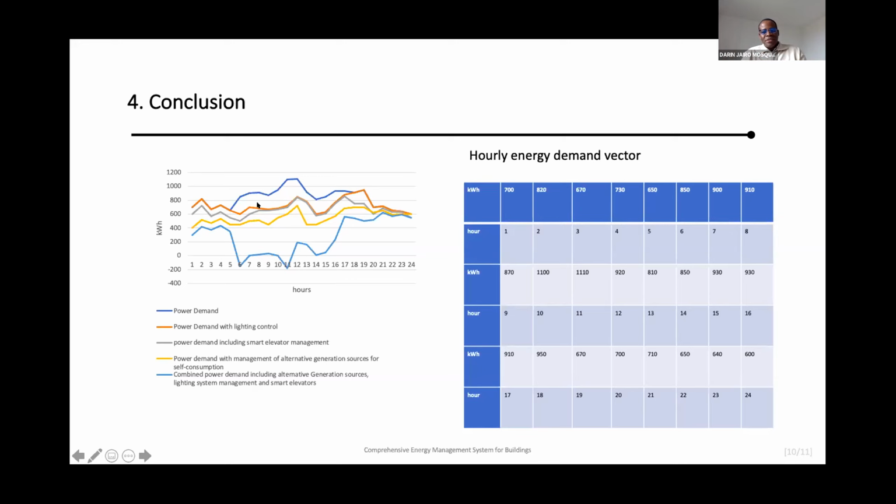Subsequently, the decrease in consumption is seen when the alternative generation sources are activated for a typical day, the yellow line, this line. And finally, the decrease in demand is seen in the light blue line when all the control and self-generating systems are applied, managed via the web.